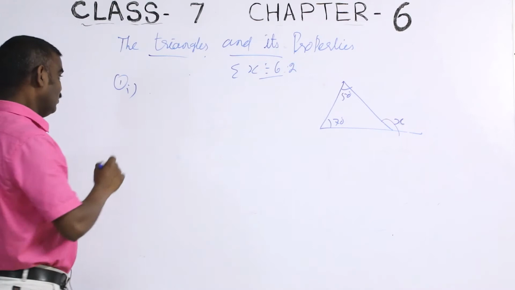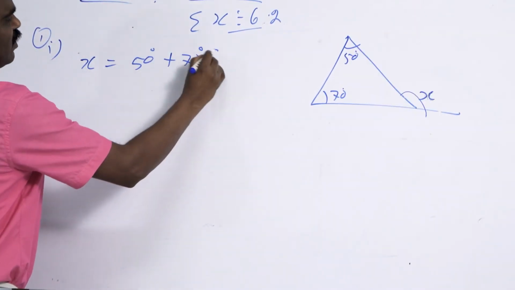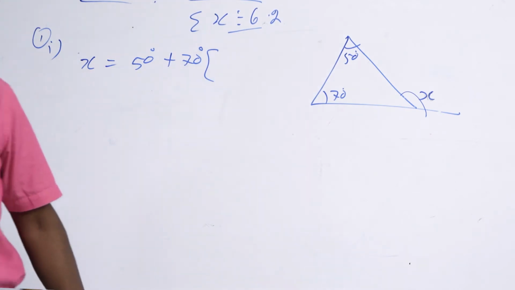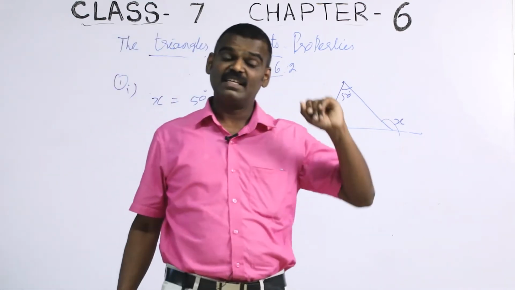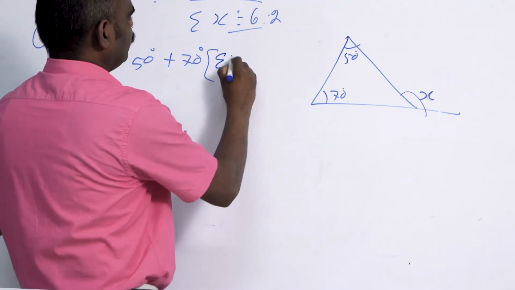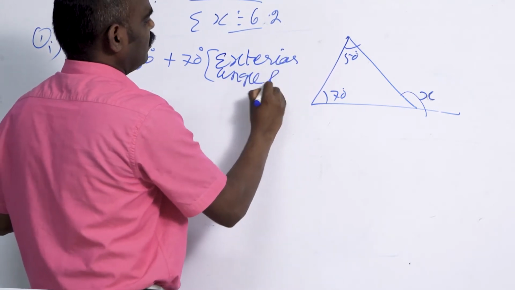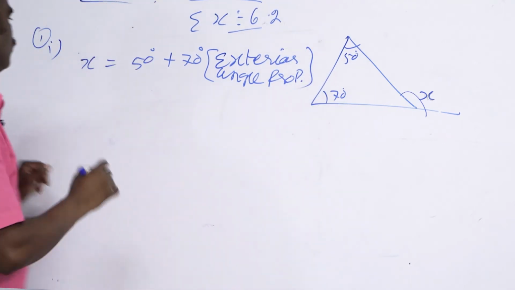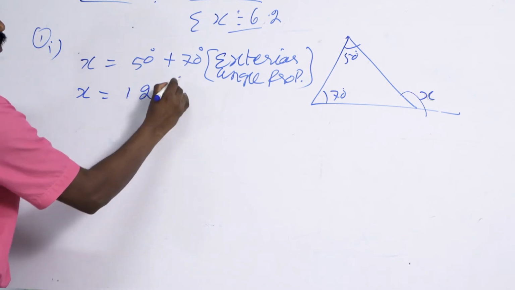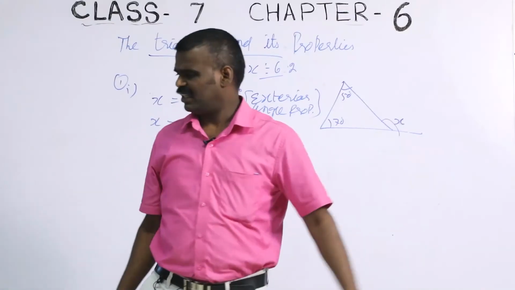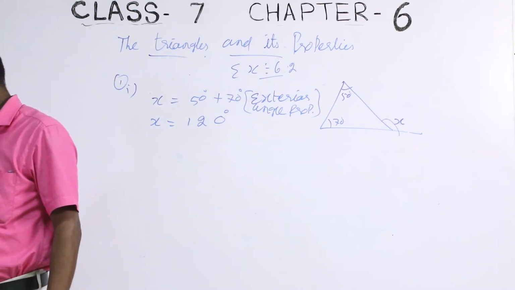How to find out? Yes, x equal to 50 degree plus 70 degree. Yes or no? Just now we learned, right? Exterior angle is equal to the sum of the opposite interior angles. What is the name? Exterior angle property. So, angle x equal to how much? 50 plus 70, how much? 5 plus 7 is 12. 120 degree. Okay. There are so many other questions, but we will do one more question.